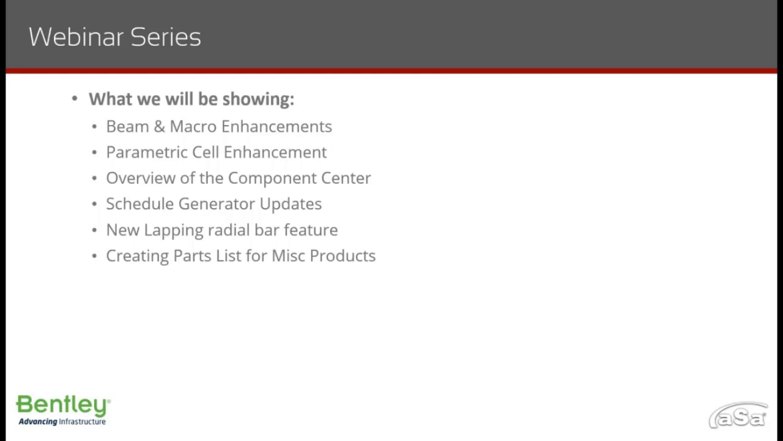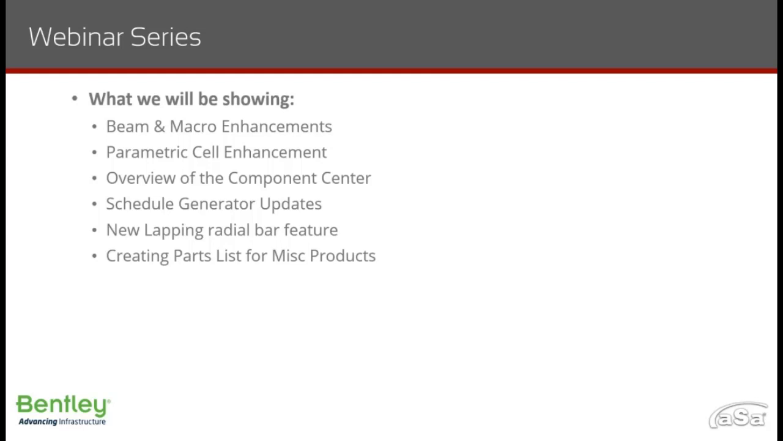What we're going to be going through during this webinar is we are going to be looking at some of the beam macro type enhancements. I'll be showing that first, and then I'll be moving into the parametric cell enhancements, which is actually a really nice feature. It's something that we've been after for a little while, and we finally have. So I want to make sure we show that.